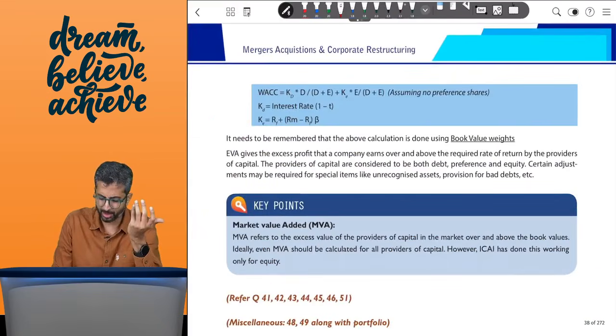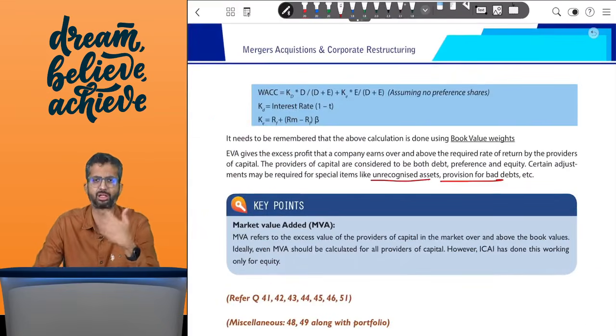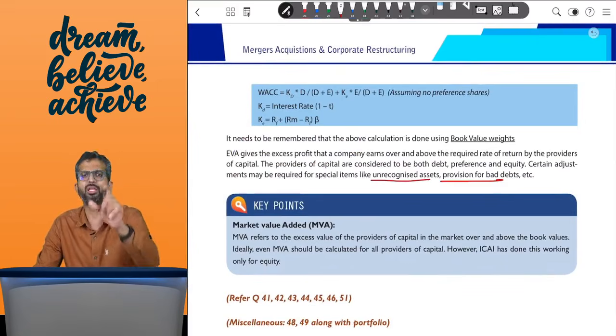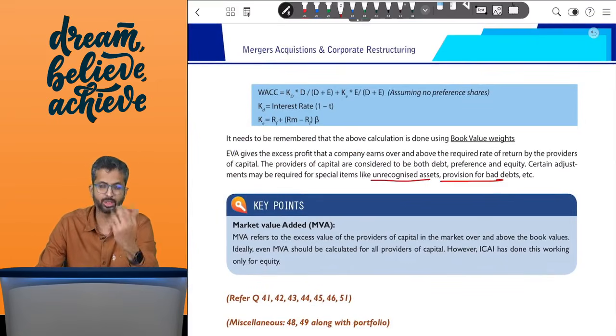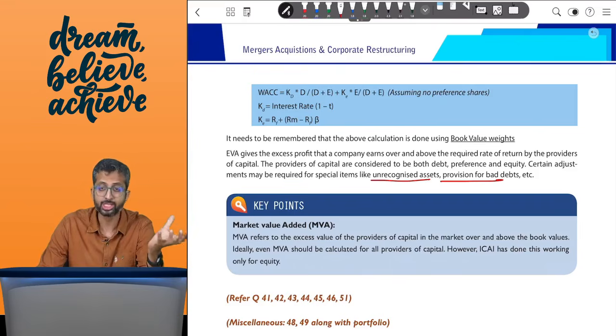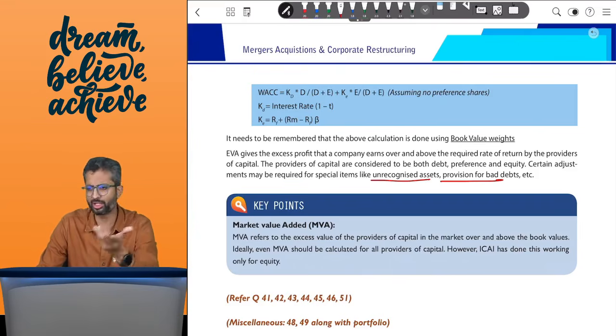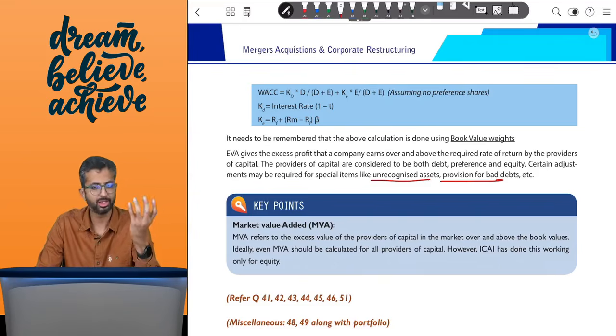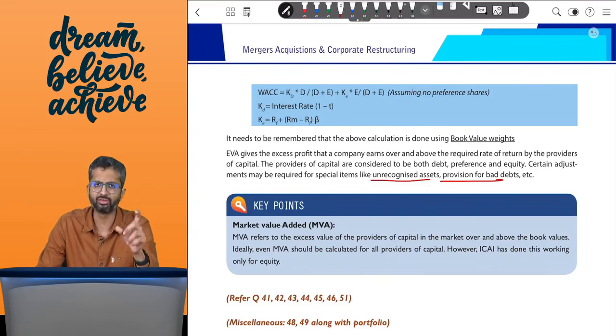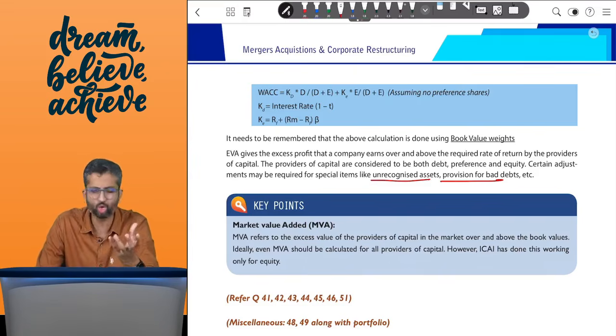Another adjustment sometimes is for unrecognized assets like unrecognized patents, which you will separately add to the capital employed for the purpose of your calculations, because those patents, whether recognized or not in your books, maybe you have incurred R&D and you have spent the research cost in the P&L, but those patents are generating cash flows for you. They are impacting your NOPAT, and hence if your NOPAT is higher because of your patents, your capital employed should also be higher. So these are two common adjustments.